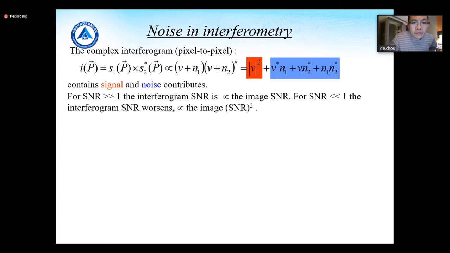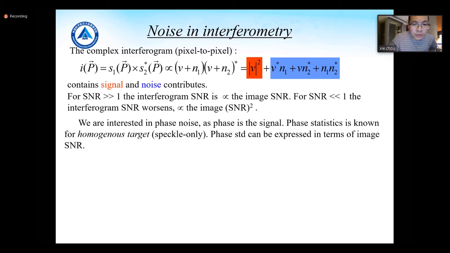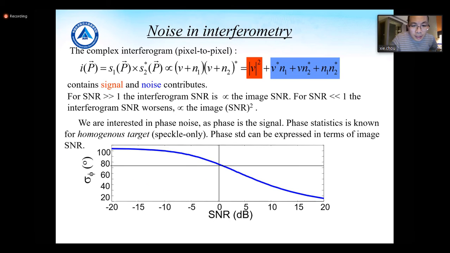The complex interferogram phase of each pixel contains signal and noise contributions. We are interested in the phase noise, as the phase signal is singular. Phase statistics are known for a homogeneous target. Phase STD can be expressed in terms of the image SNR.